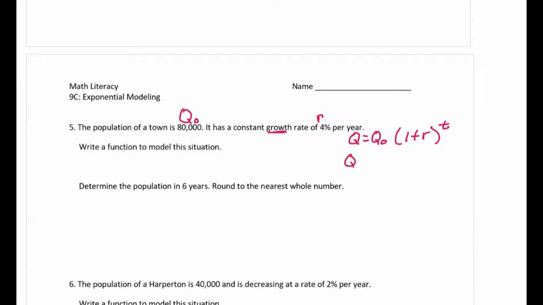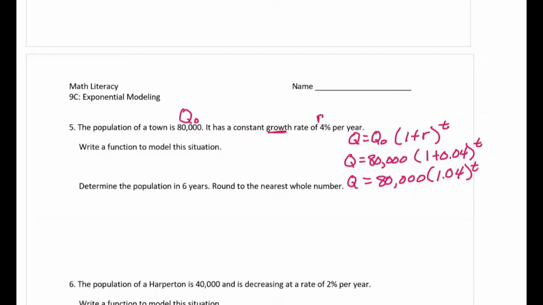So this equation is going to be 80,000 in place of Q. And then in place of r, I put 0.04, and that is to the t power. Now I want to go ahead and add those two numbers inside the parentheses. And that's the equation that I would put into my math lab. Be sure that you're using the correct variable for what they're asking in that particular problem. Again, notice that I have 1.04 inside the parentheses. That's more than 1. That indicates growth.